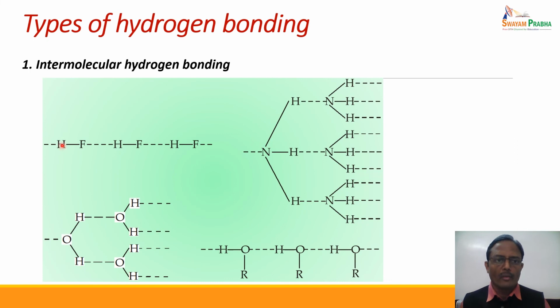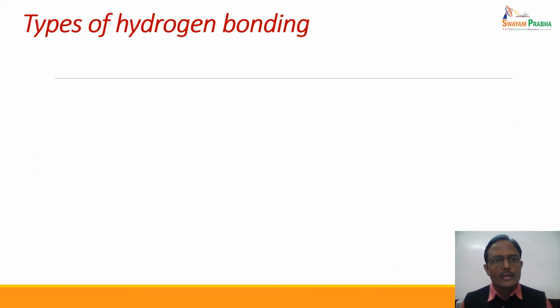Such bonding is called intermolecular hydrogen bonding, and it exists in HF. Similarly, in H2O, oxygen is more electronegative, so oxygen bears a partial negative charge while the hydrogen atoms bear partial positive charges. So hydrogen of one molecule attracts the oxygen of the other molecule, thereby intermolecular hydrogen bonding exists in water. Similarly, in NH3 or even in alcohol molecules, ROH, there is strong intermolecular hydrogen bonding. The second type of hydrogen bonding is intramolecular hydrogen bonding.